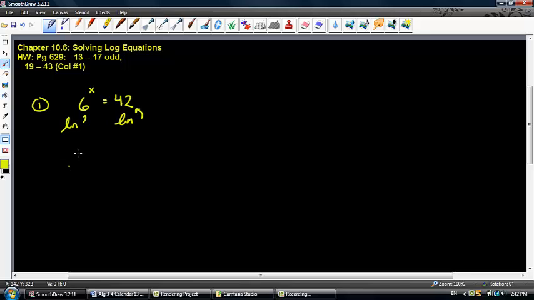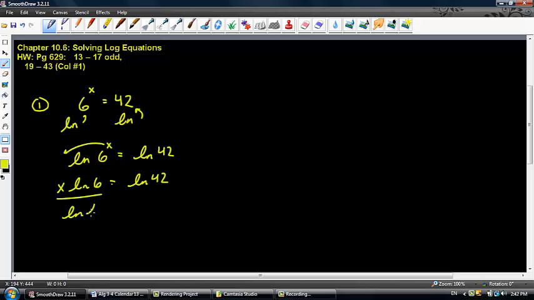So what I end up with is the natural log of 6 to the x equals the natural log of 42. Now, we can use properties of logarithms to bring this x down. So I get x times the natural log of 6 equals the natural log of 42. And now to get x by itself, remember, natural log of 6 is not a variable. It's a number. We just haven't figured it out yet in our calculator. So we divide by the natural log of 6.